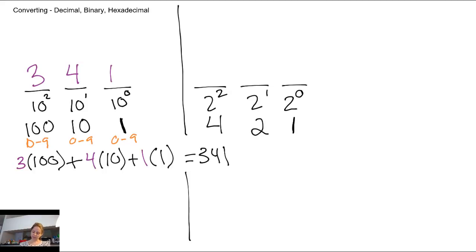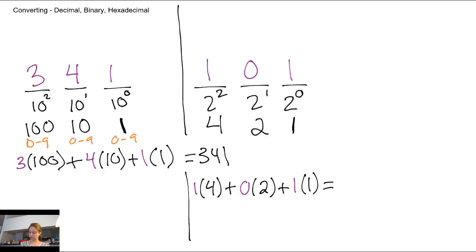So if I have a number like 1, 0, 1 in binary, and I'm going to convert it to decimal, I take 1 times the place value, which is 4, plus 0 times the place value, which is 2, plus 1 times the place value, which is 1. And this would be 4 plus 1, which is 5. So that would represent 5 in our decimal number system.